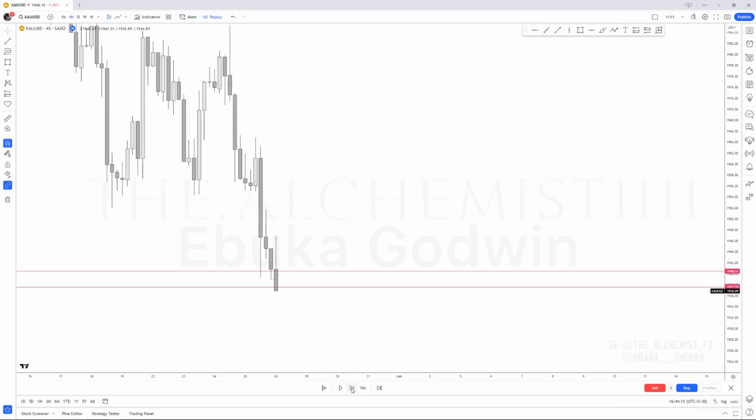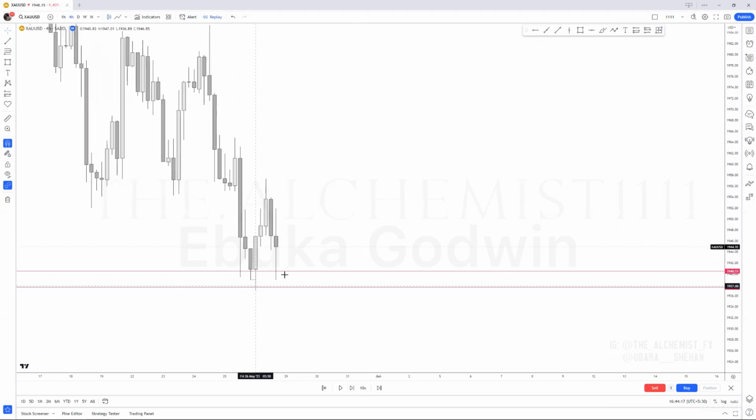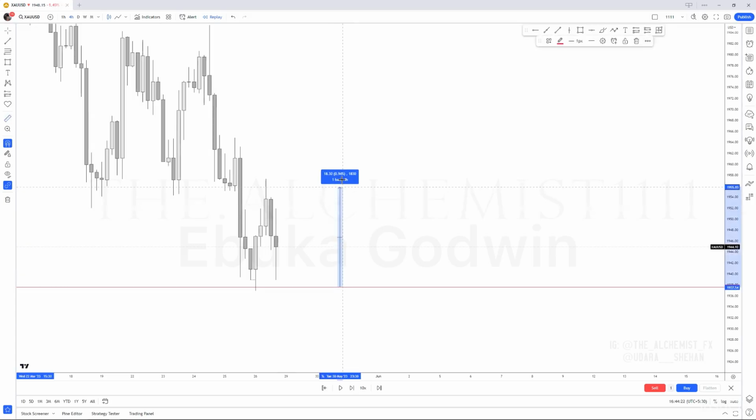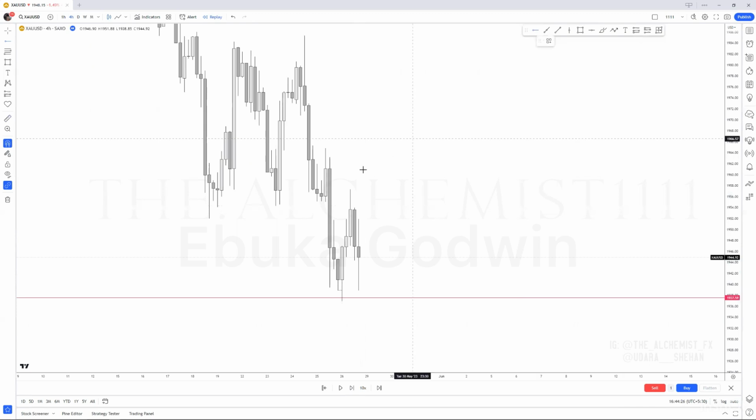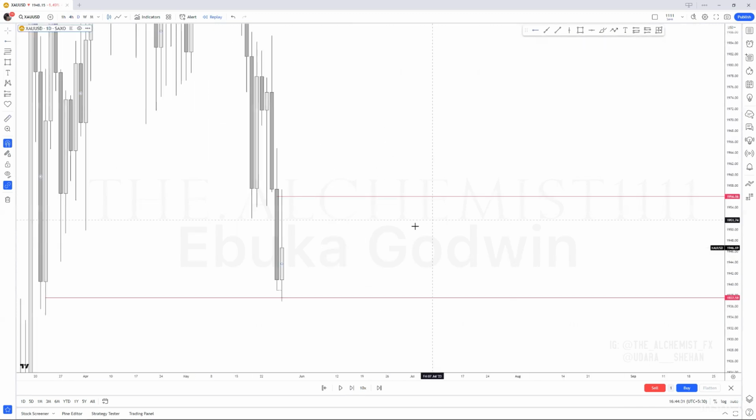But yeah, look at this. What happened? See that? Where did this come from? Right from the H1 level. From here, where is your next reversal zone? We have zones here. Buying here, selling here. You can do more refinements if you are on the daily time frame.